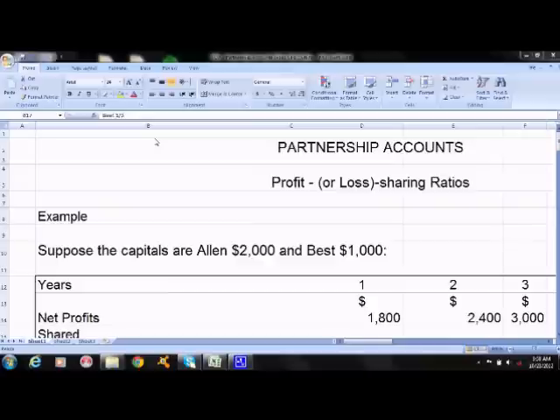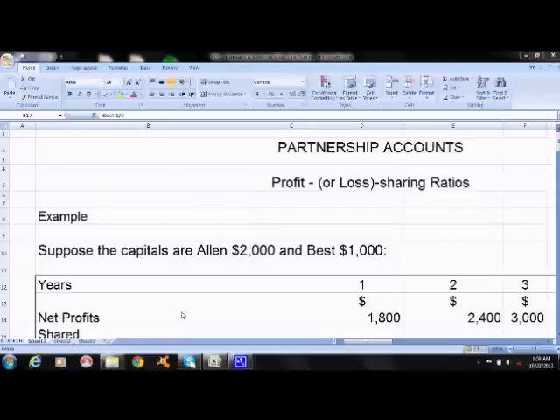So what would happen is that you would add the 1,000 and the 2,000. You would place 2,000 over 3,000. What do you get? 2/3. And 1,000 over 3,000 is what? 1/3. You cancel out the zeros. Many people would share the profits in the ratio of 2/3 to 1/3, even though the work to be done by each partner is similar.